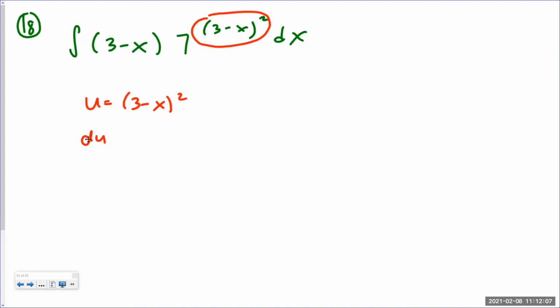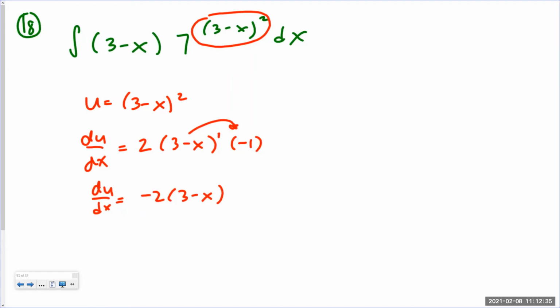The derivative of this is going to be, I know you could FOIL it, but I'm just letting you know, chain rule is actually going to be easier. I see that because that'll cancel out this 3 minus x. So 2 times 1, leave the inside alone, take this power down by 1, and then multiply by the derivative of 3 minus x, which is negative 1. So that gives me du dx is equal to negative 2 times 3 minus x.